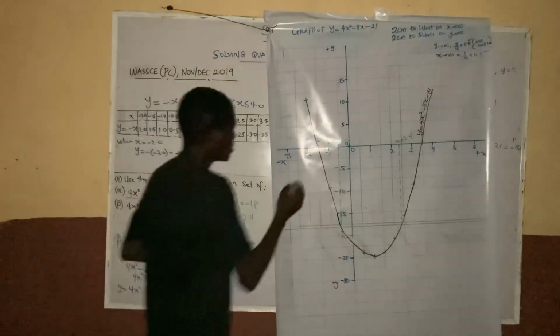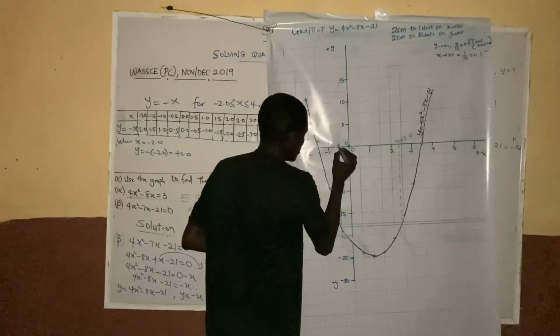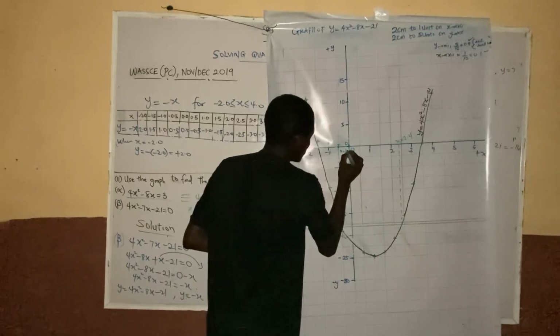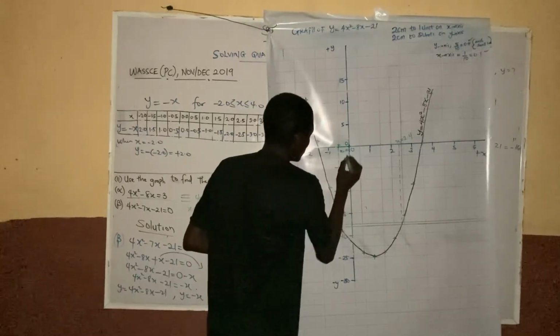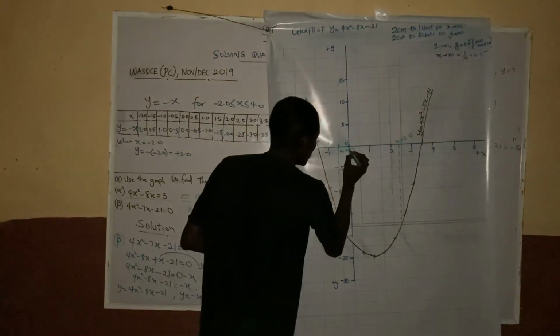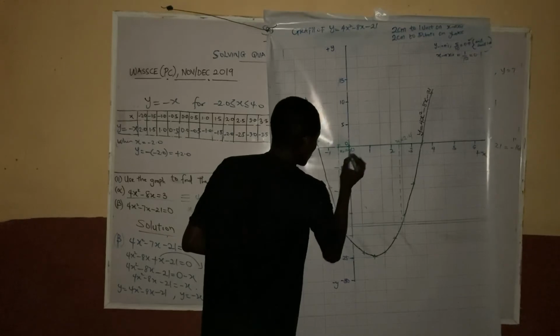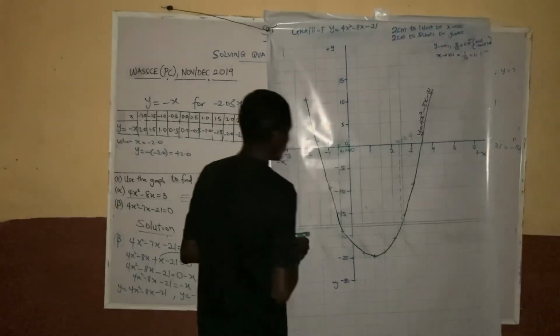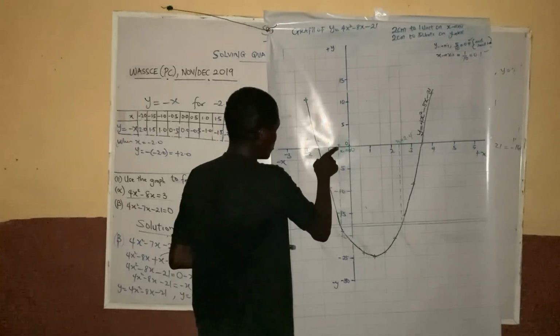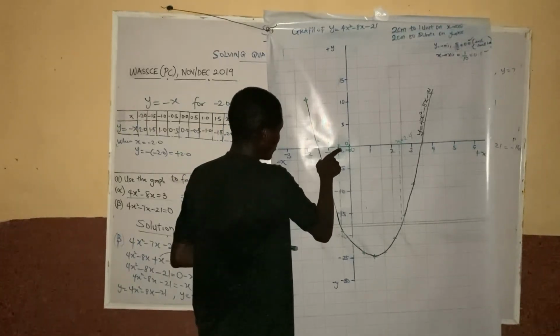Don't forget that at this point we need x to be equal to what? Minus 0.5. That one should not be forgotten. So that's minus 0.5. Now we have another point.